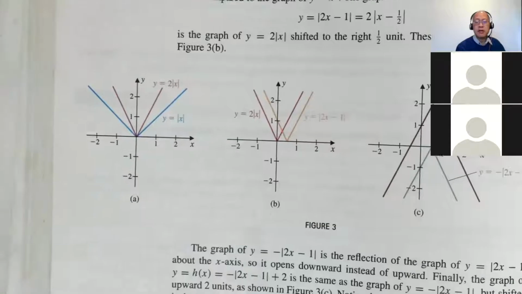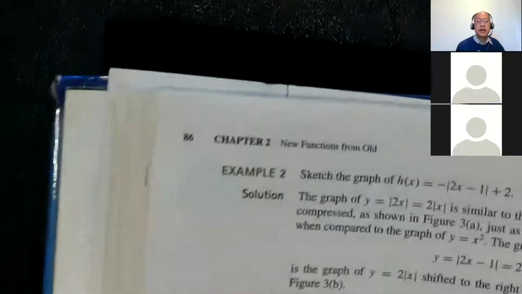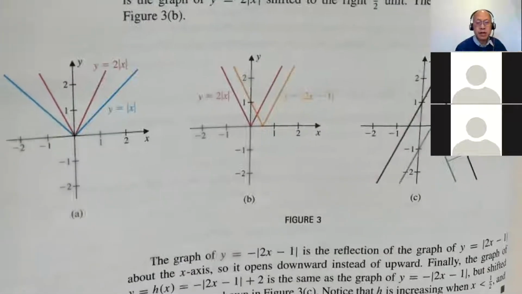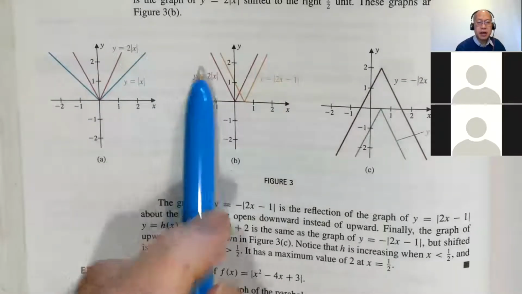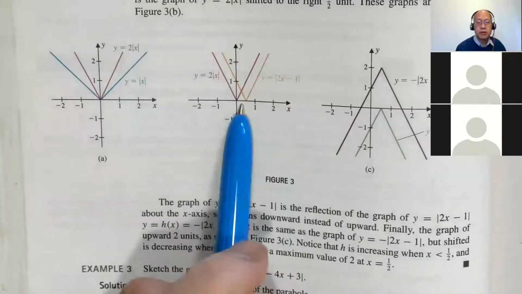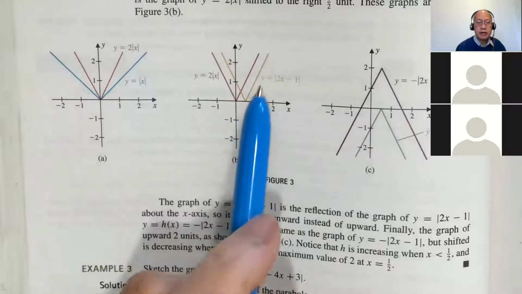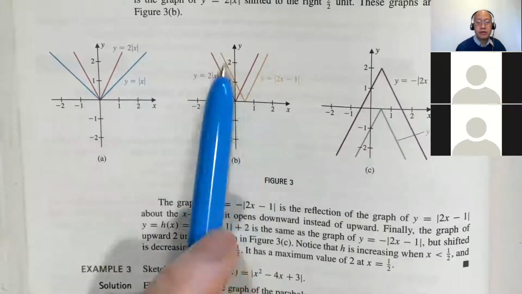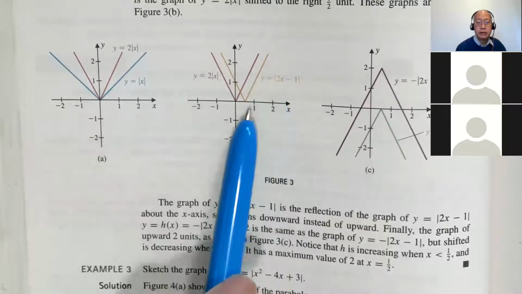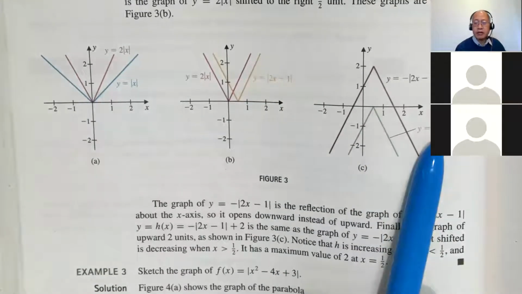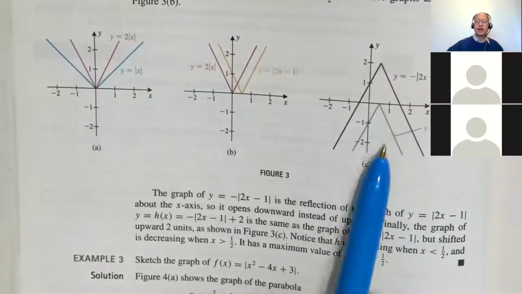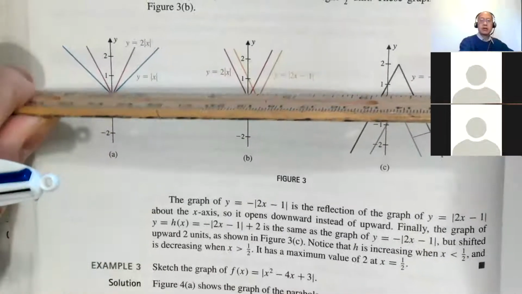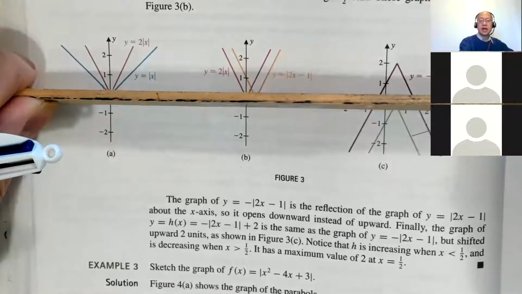And then they have here, I don't know if you can see that, page 86, absolute value of 2x minus 1. Well, that just takes this graph and moves it over to the right. Okay, half a unit actually, right here. And if you put a negative in front, we know that if you put a negative in front, that's a reflection across the x-axis.